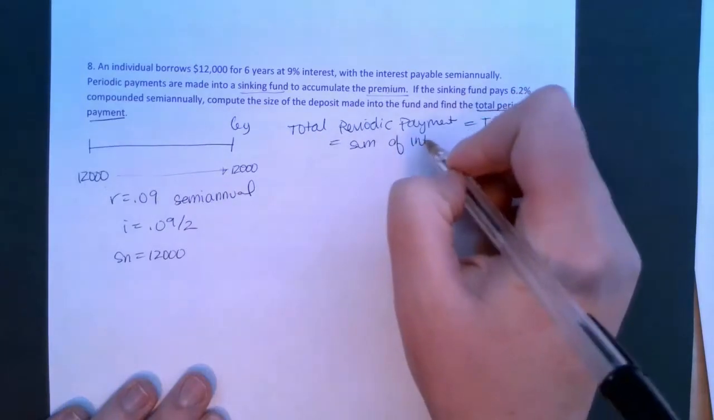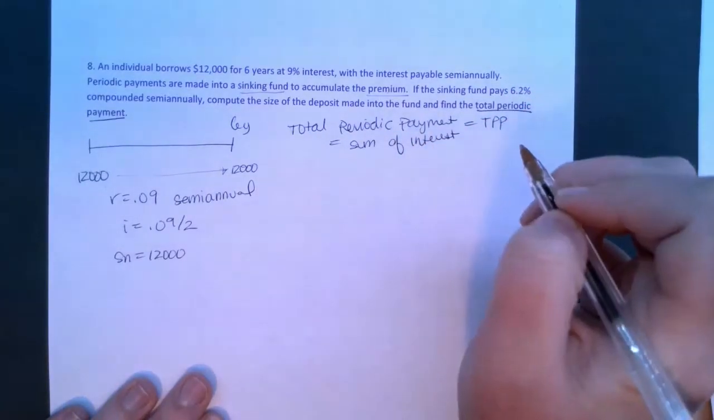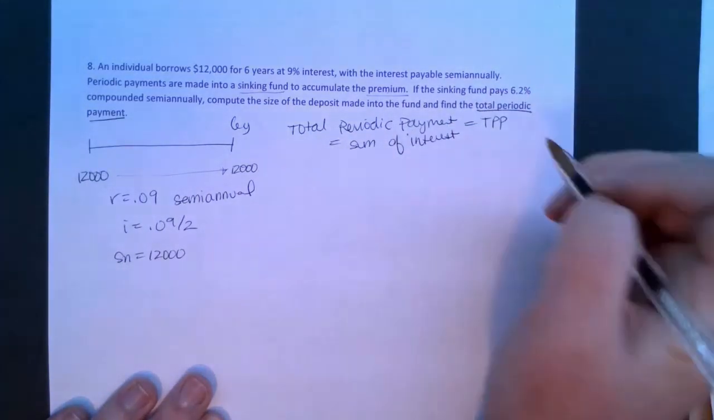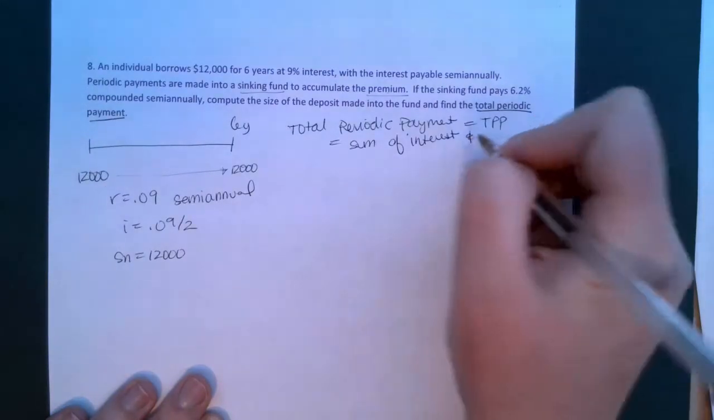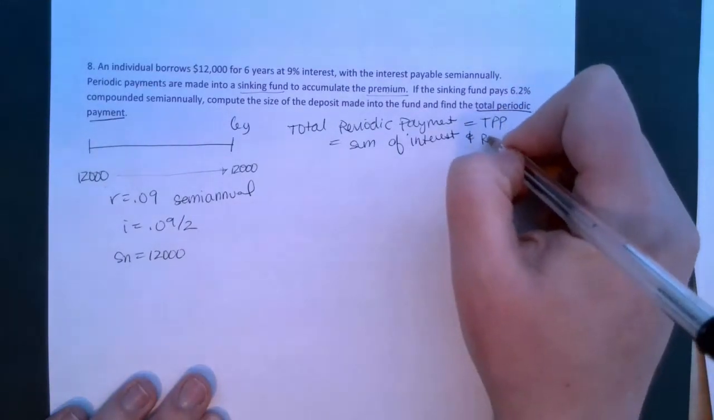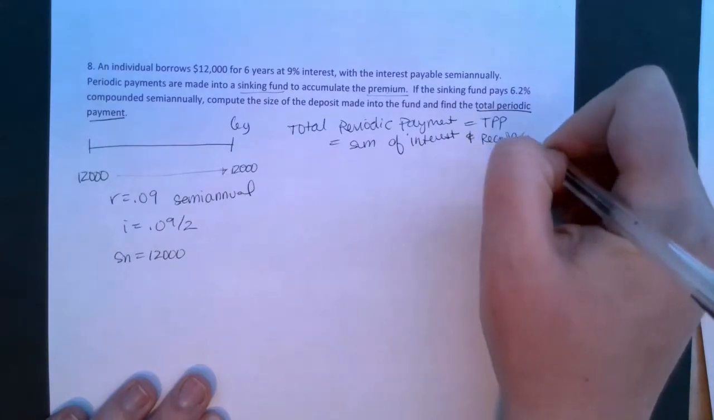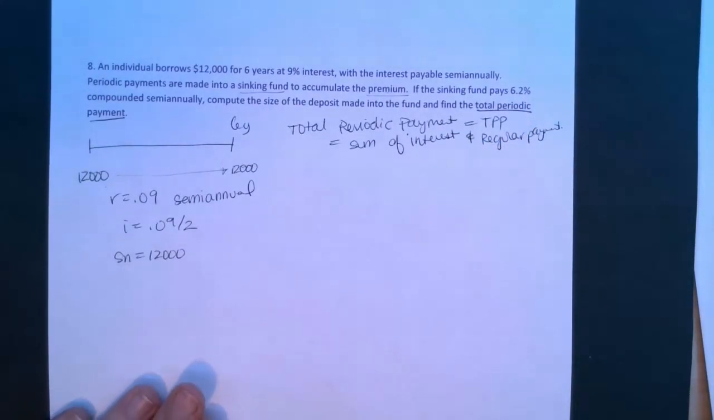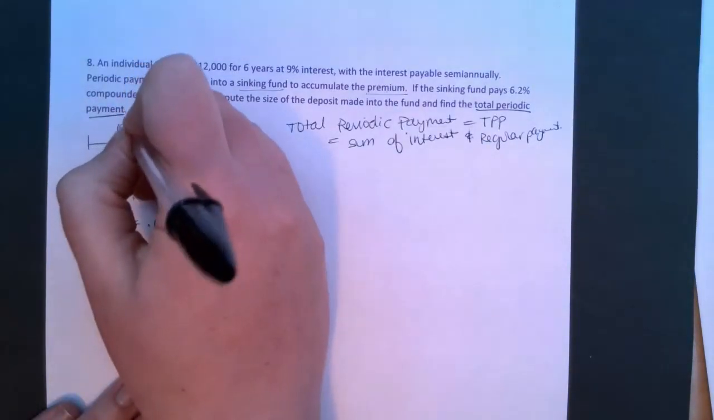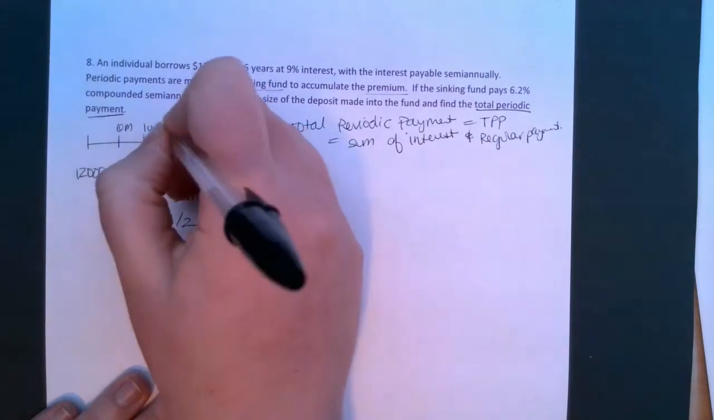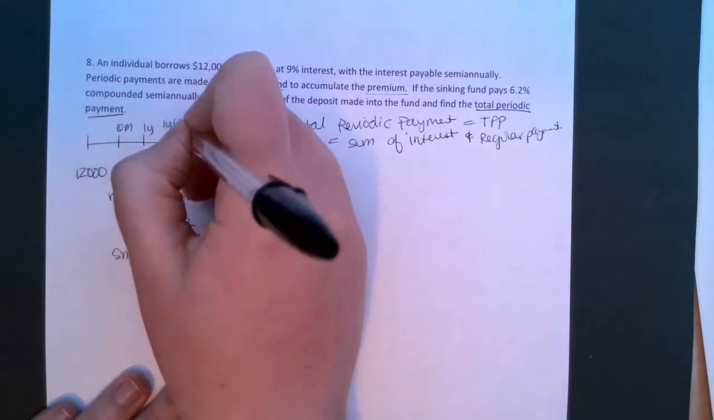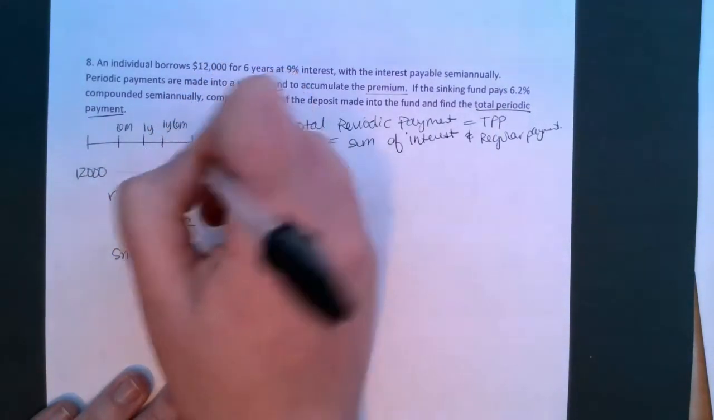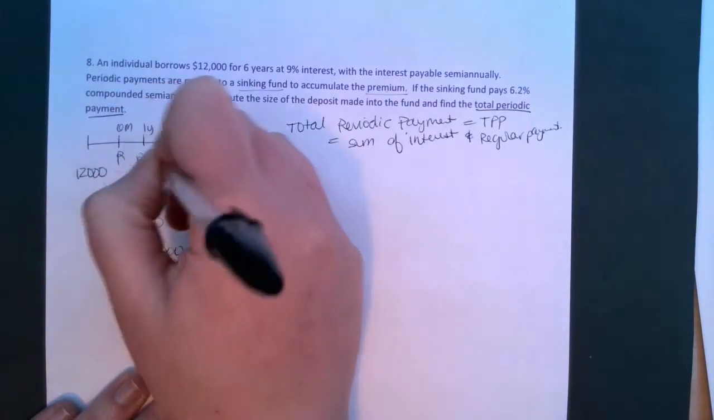of the interest and the regular payment. Okay, so the interest is only going to be for one of those periodic amounts. So again, this is semi-annually, so we have 6 months, 1 year, 1 year, 6 months, and on. So that's going to be our R.